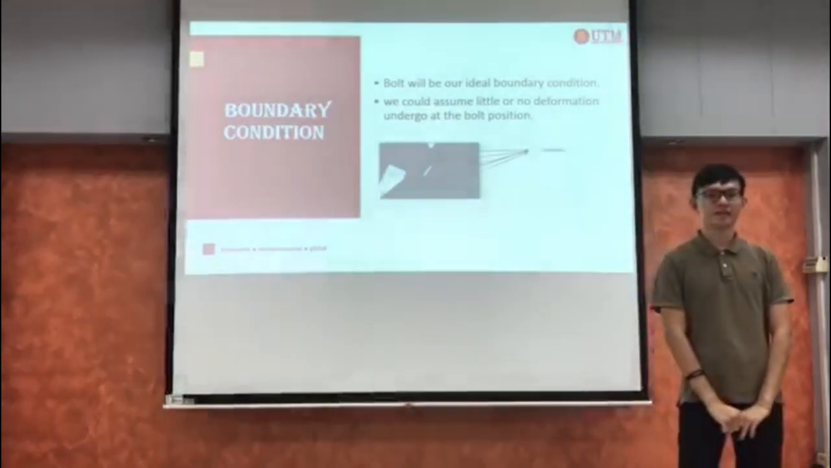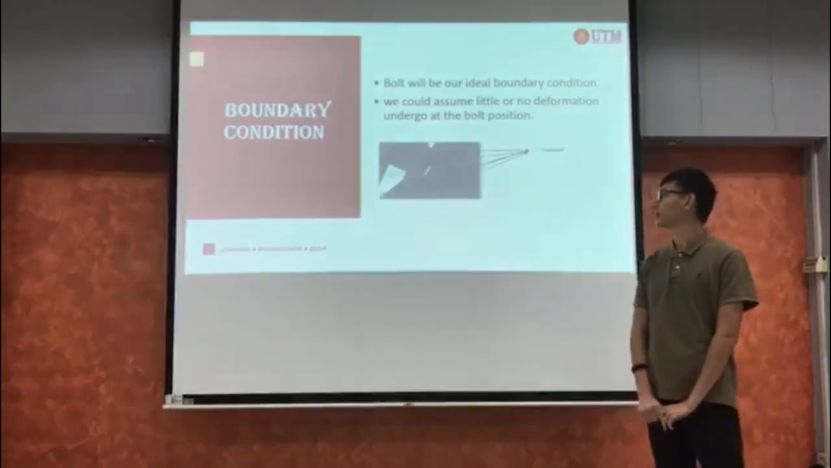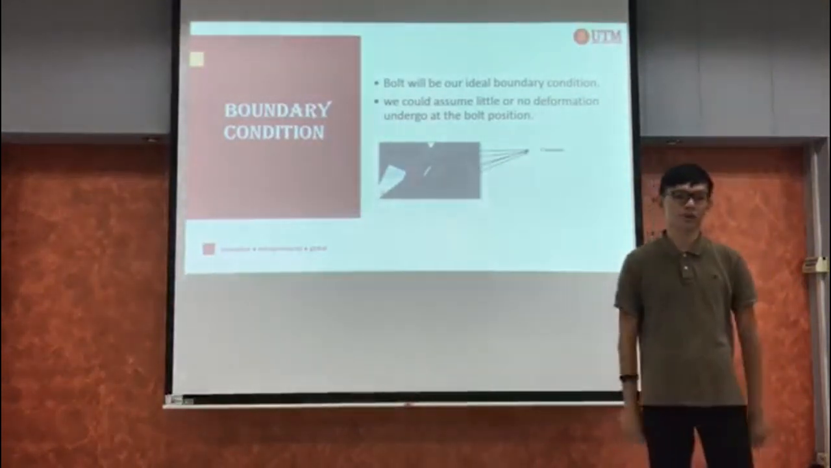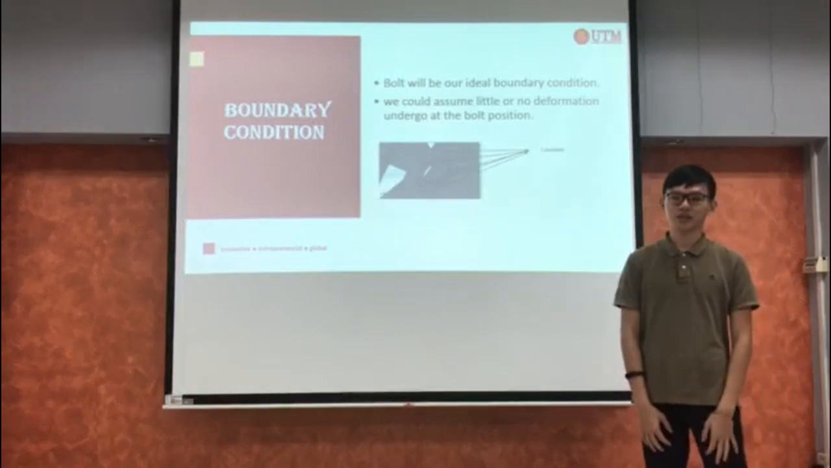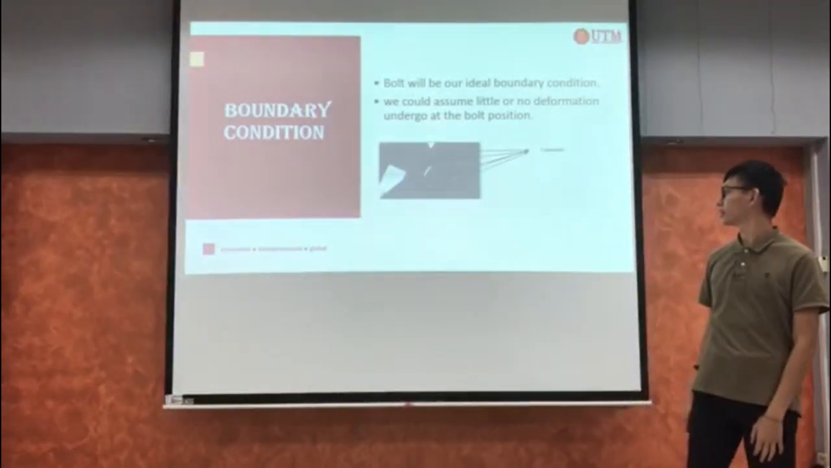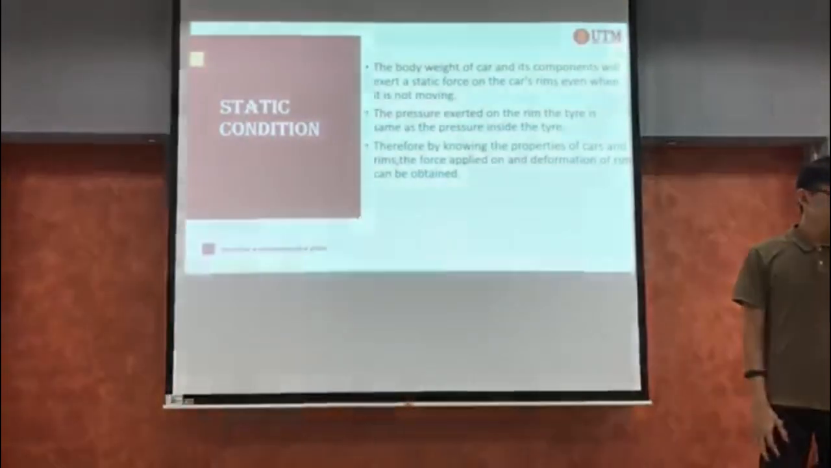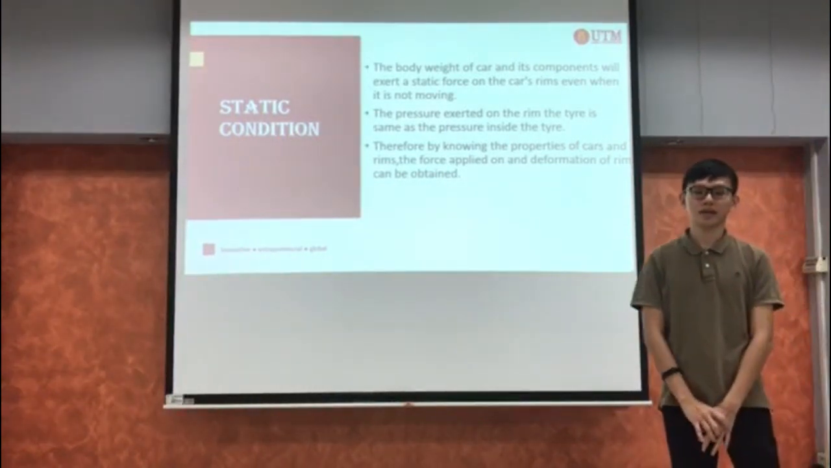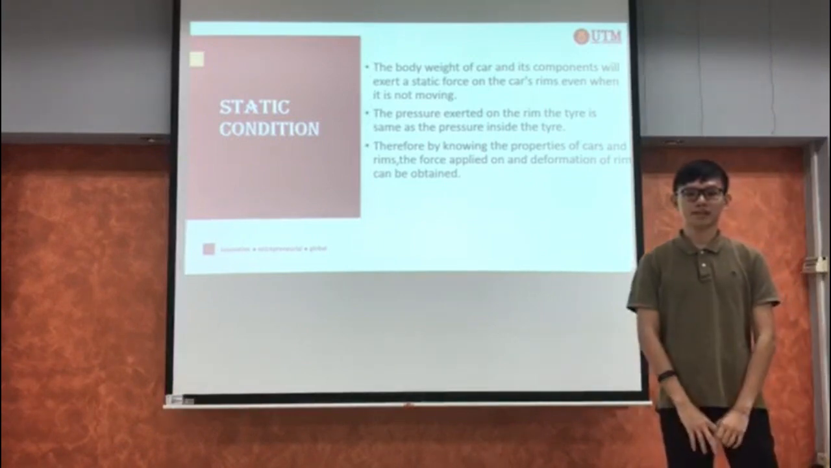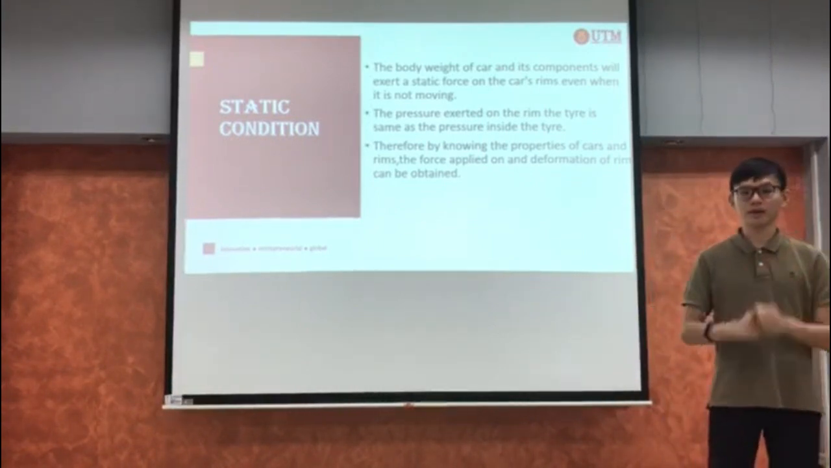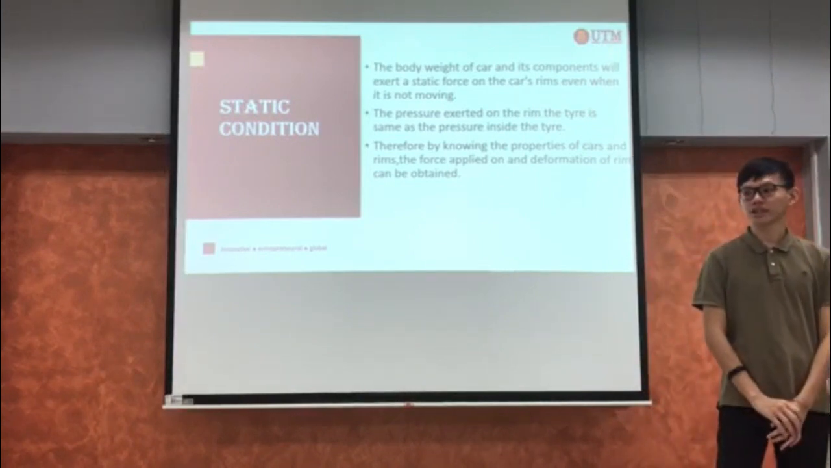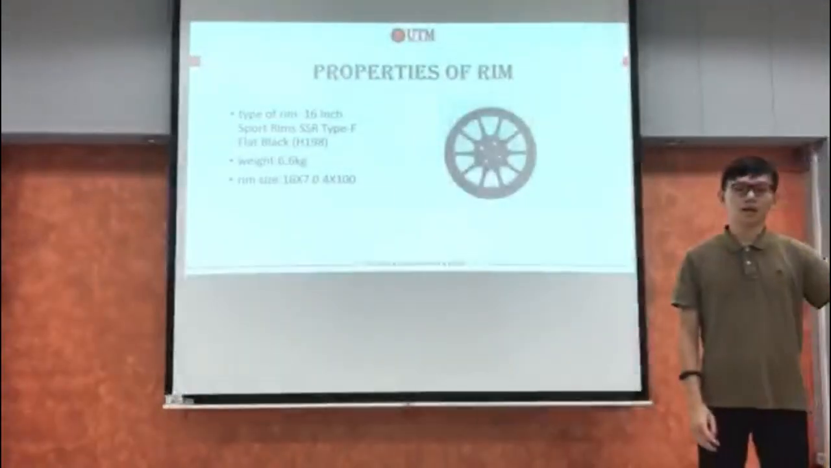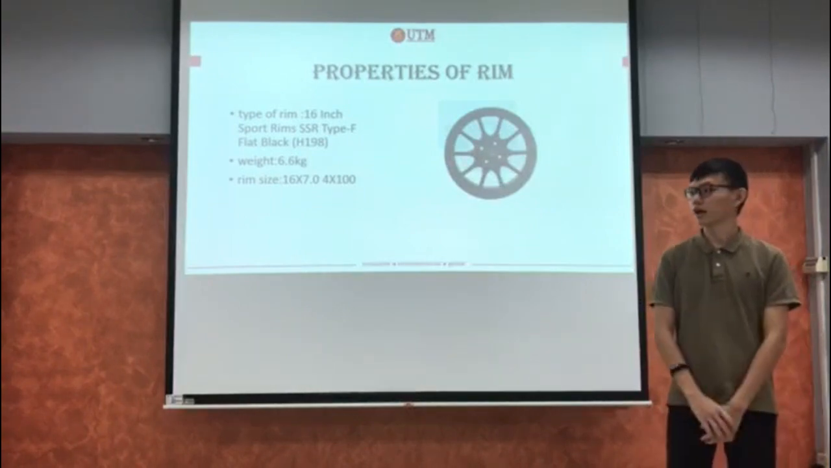Before we do our analysis, we want to determine our boundary condition first. After several studies, we found that both positions turned out to be the ideal positions for boundary conditions. By using the finite element software, we can set the fixed support as the boundary conditions. Under the situation where the car is not moving, we call it static conditions. We want to analyze our rims, how the rim will deform and what the force is under the static conditions. After we determine our static condition, we want to determine the material property of our study.